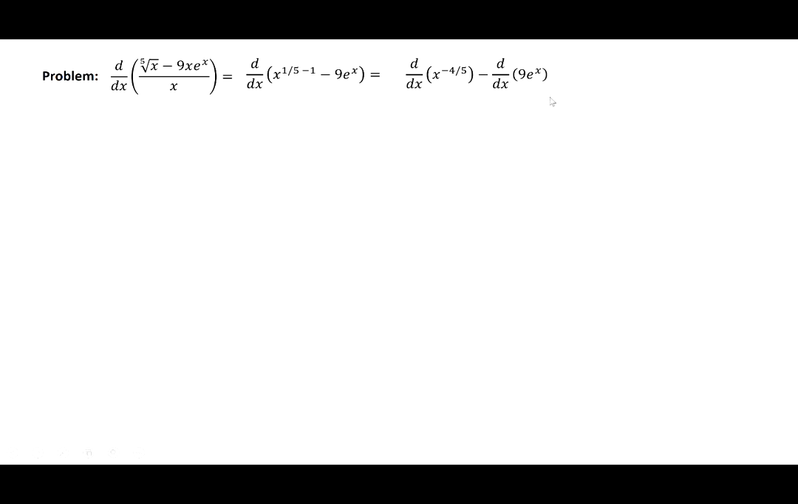What did I do here? We were supposed to compute the derivative of the difference. Now notice what I did. Are we allowed to do that? Yeah, of course we are. The derivative of a difference is equal to the difference of the derivatives. That means the derivative of the first function minus the derivative of the second function.